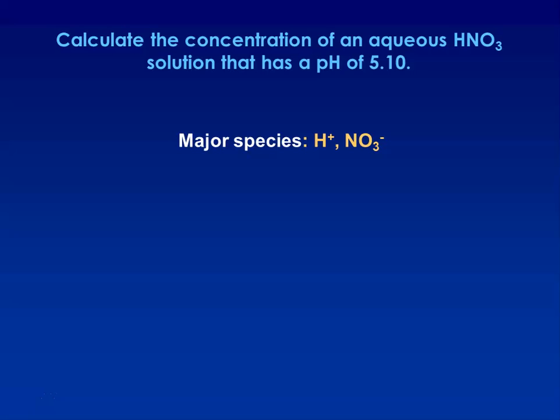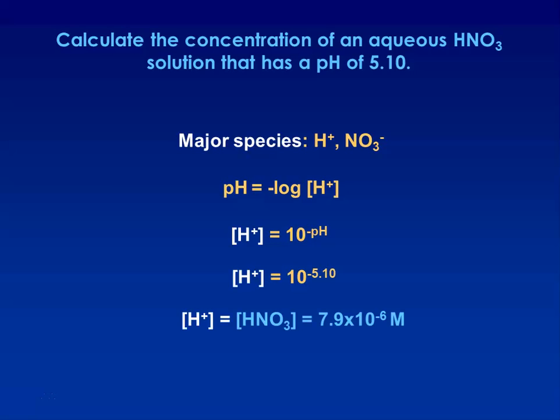So our solution consists of hydrogen and nitrate ions. You do not have to write these major species out. This is just to help you understand why we're not doing equilibrium problems with these, because they completely dissociate. We have none of that original acid in its intact form. So if I use my pH to find my hydrogen concentration, that would give me a value of 7.9 times 10 to the negative 6th molar, which would be the same as the nitric acid, because hydrogen ions are going to have the same concentration as their parent acid when you're dealing with a strong acid.